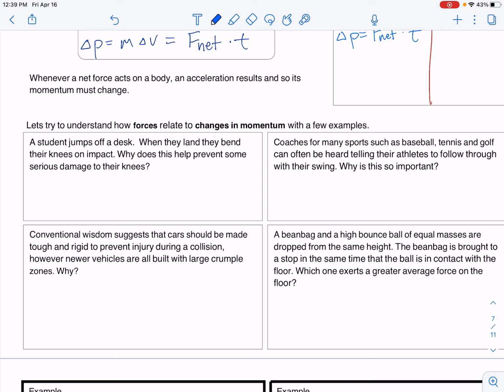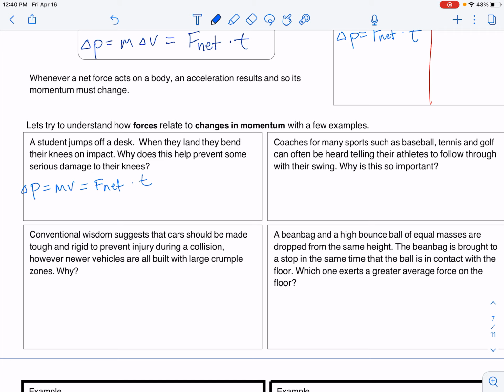All right. So extending that time of impact by bending your knees. Let's take a look at how this works. So we know that change in momentum is mass times velocity, which is net force times time. All right. So think about what's going on here.